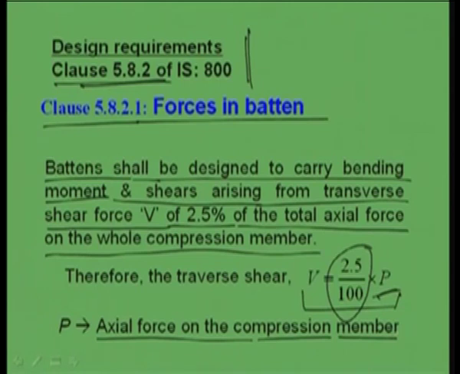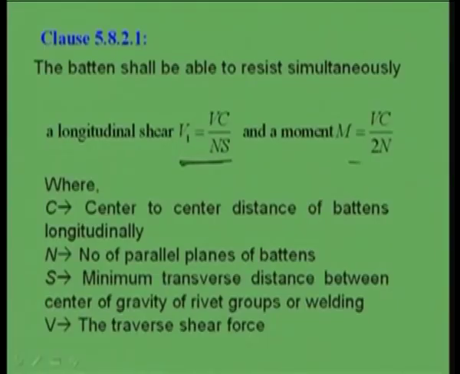So, the transverse shear we can find out from this codal provision, that V is equal to 2.5% of P, where P is the compression force in the compression member. So from this we can find out the transverse shear force. Then what we will do? Then we will find out the longitudinal shear and moment.